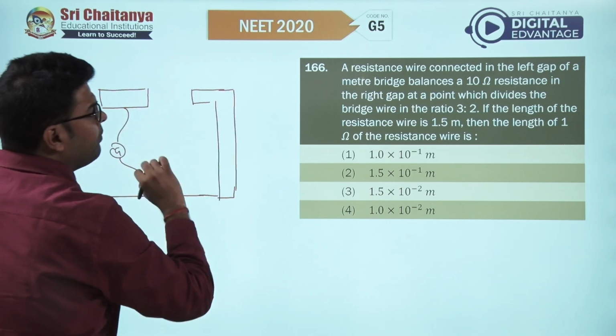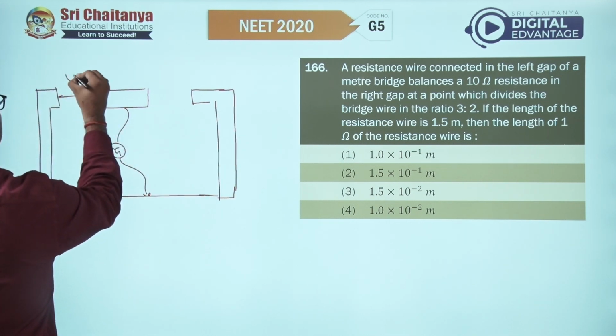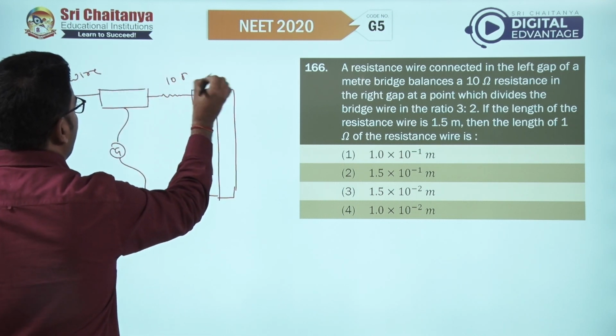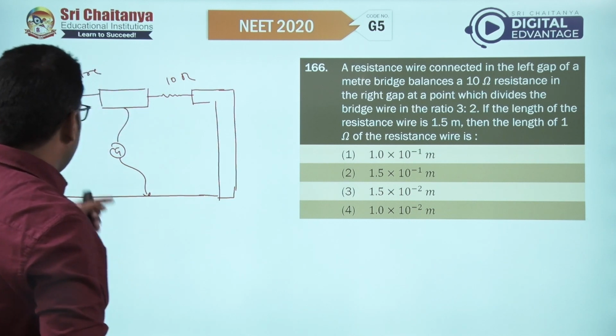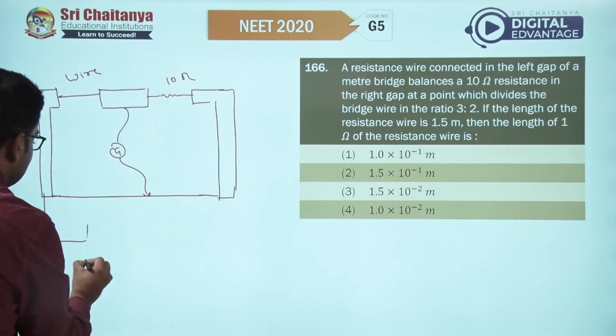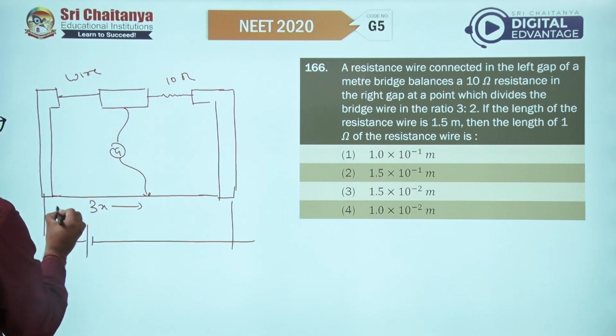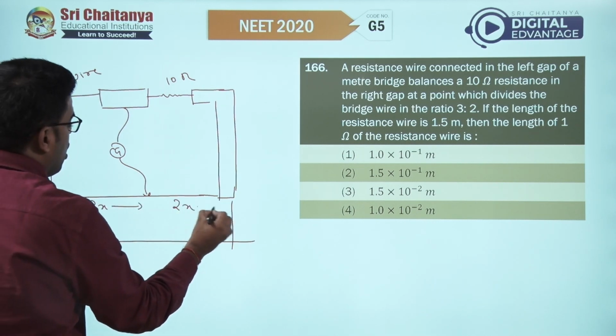So in the left gap we have a wire, some wire, which wire we don't know. And in the right gap we have a resistance of 10 ohm. And it says that the meter bridge is balanced in the ratio 3:2. So take this length as 3x and that length as 2x.